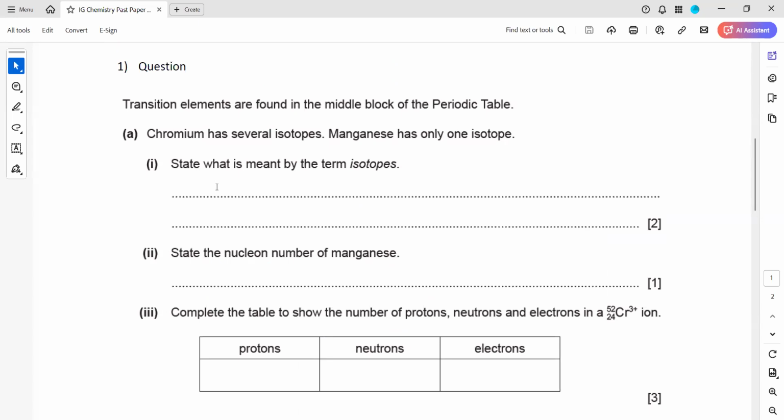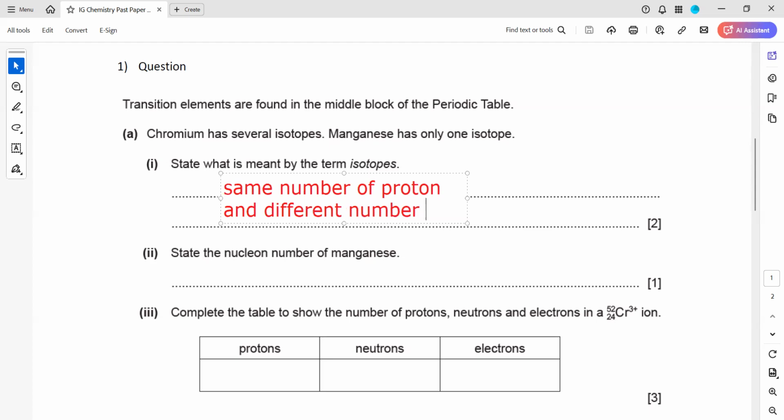Atoms of the same element having the same number of protons and a different number of neutrons inside the nucleus. Okay, so they have the same number of protons, but they have a different number of neutrons inside the nucleus of an atom. We call them isotopes.